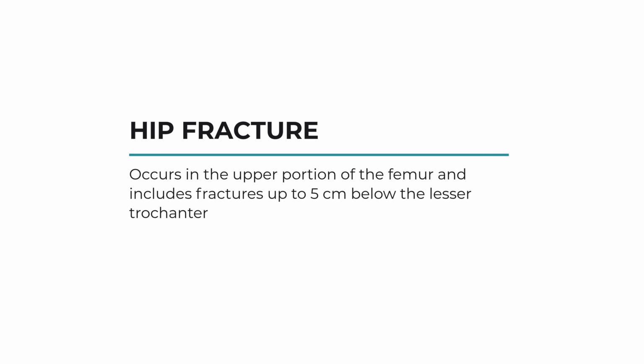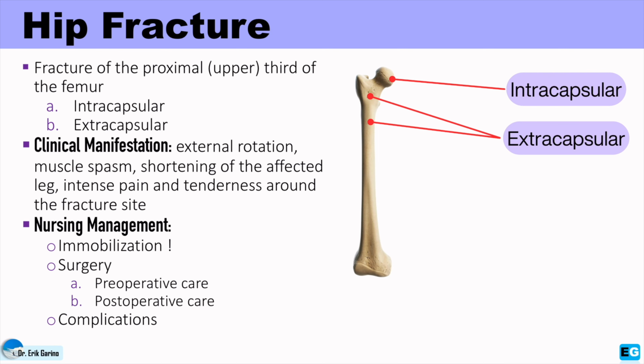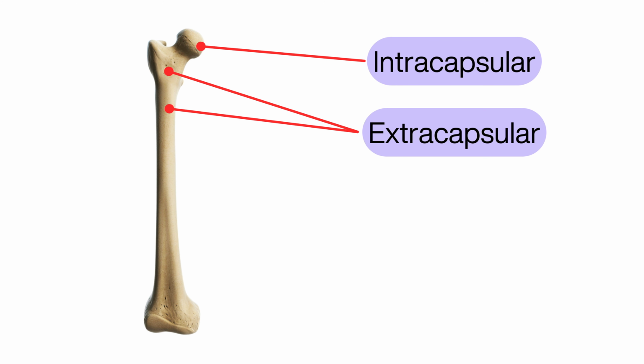So a hip fracture is a fracture of your femur's upper third. Fractures within the hip joint are called intracapsular fractures. These fractures are often associated with osteoporosis and minor trauma. Sometimes they call them fragility fractures.